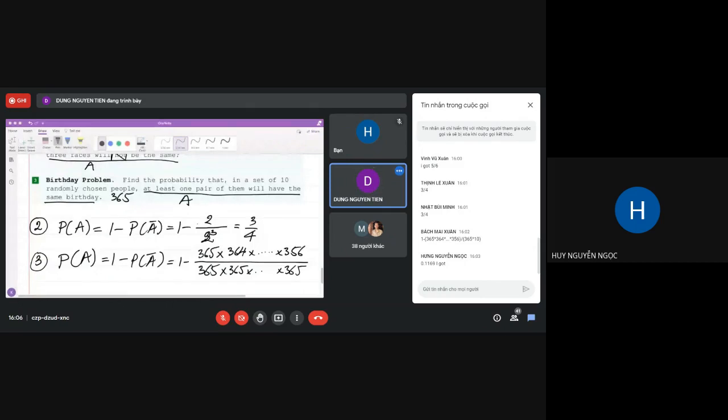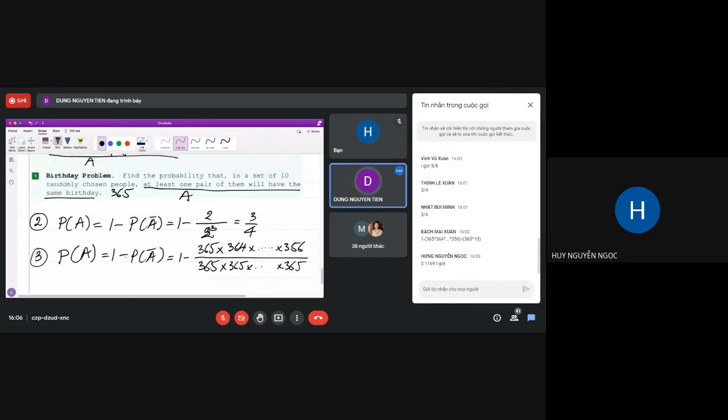As you may see, what is A bar? A bar is the event that you cannot find any pair of them having the same birthday, right? You cannot find two people with the same birthday. Am I right? So A bar is the event that they have different birthdays, correct?